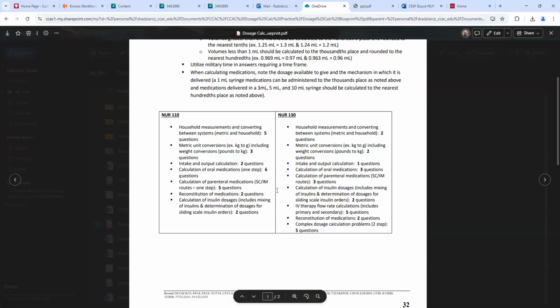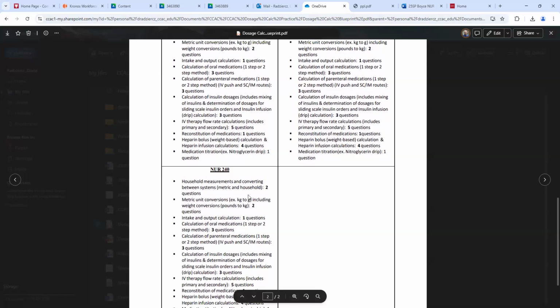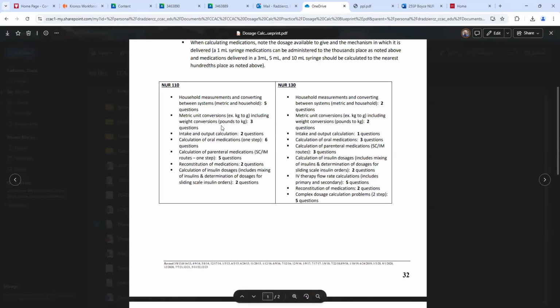And then unfortunately, you have to do one of these tests every semester. So you can see the 130 and then the 220, 230, 240 have different calculation requirements. But right now, we're just going to focus on what's happening in 110.